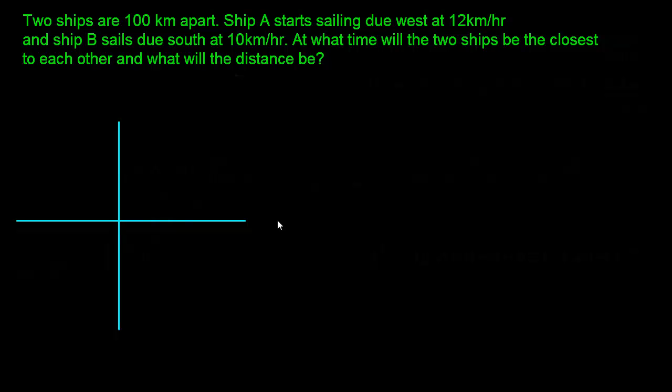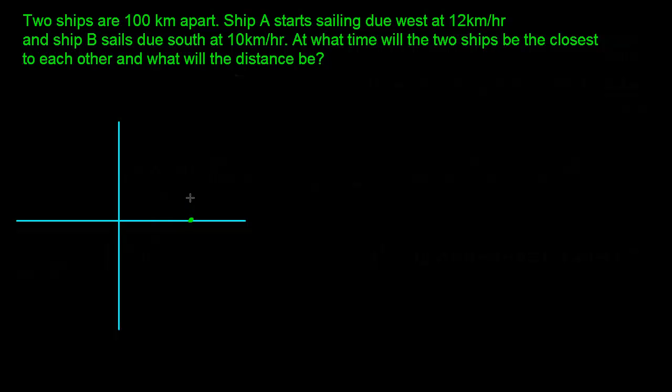Okay, in this video we're going to look at another optimization problem, and you can read it right here. Basically the key to this problem is drawing a very accurate picture. So what I'm going to do is pretend that ship B starts from the origin and is going to sail due south, and ship A is going to start 100 kilometers away from the origin. At any given moment in time, we should be able to figure out where this guy actually is.